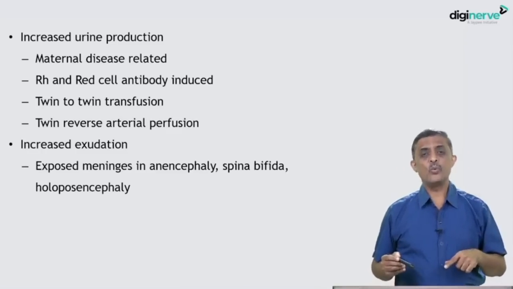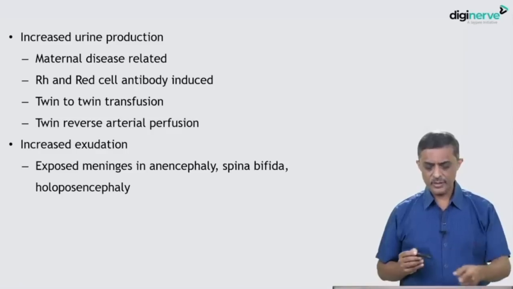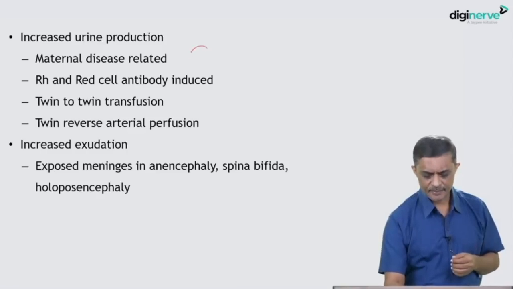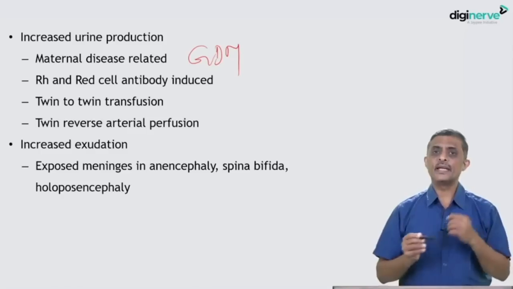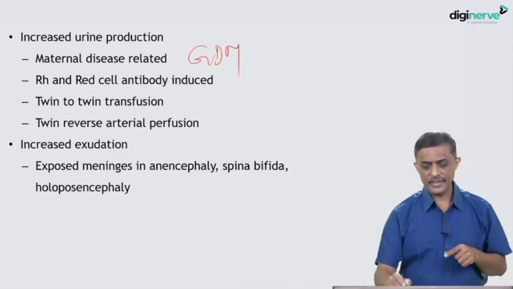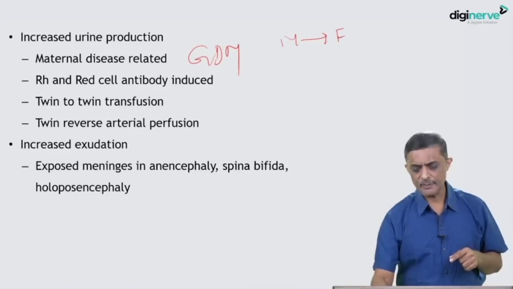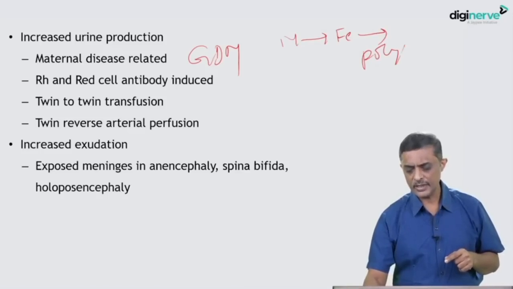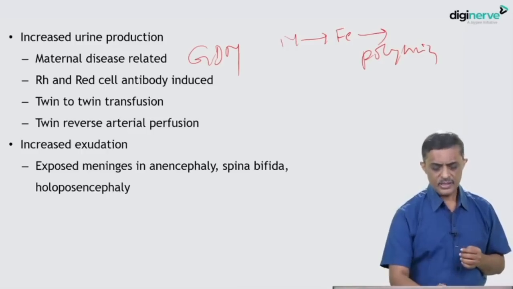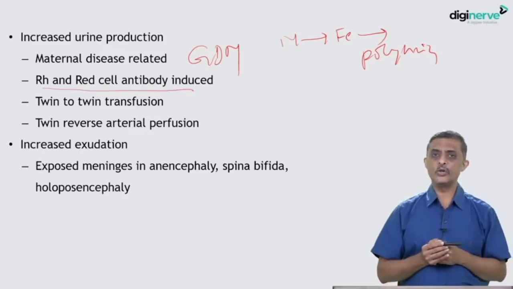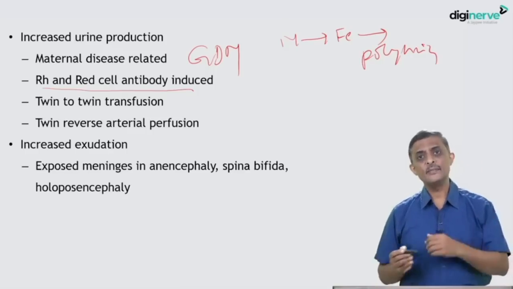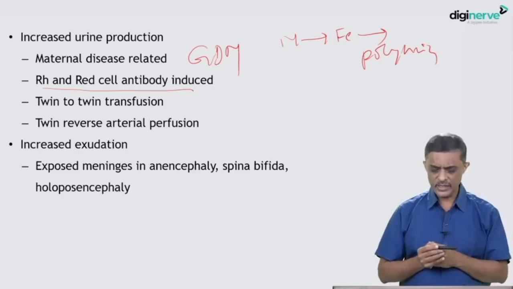Coming to situations wherein the baby produces more urine, maternal disease related, mainly diabetes, mainly GDM, uncontrolled GDM can result in polyhydramnios because of the polyuria as a result of hyperglycemia. Maternal hyperglycemia causes fetal hyperglycemia, causes fetal polyuria, right? So this is the mechanism of causation of polyhydramnios. RH and red cell antibody induced. So isoimmunization either because of RH factor or other RBC antibody induced.